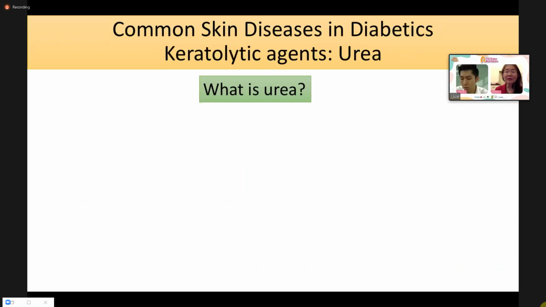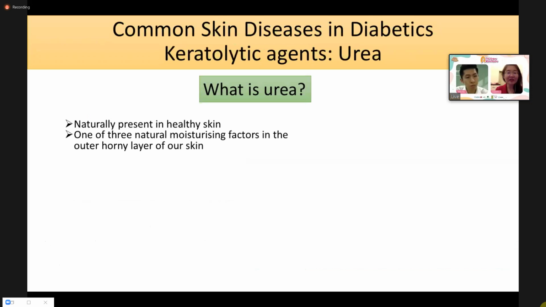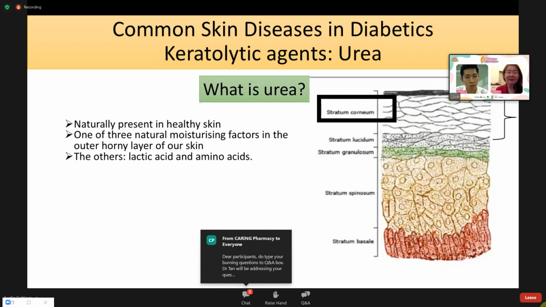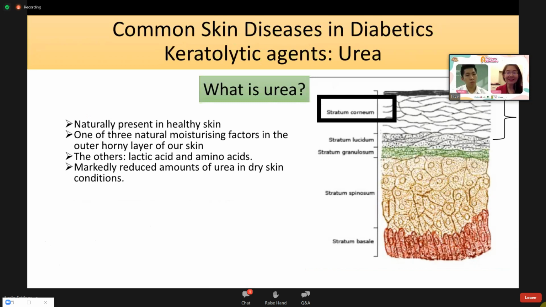Let's talk a bit about keratolytic agents, urea. What is urea? Urea is naturally present in our healthy skin and is one of the 3 natural moisturizing factors in the outer horny layer of our skin, which is called the stratum corneum. The other 2 are lactic acid and amino acids. In a dry skin condition, you lack the natural moisturizing factor. That's why in dry skin, you have a lack of urea.